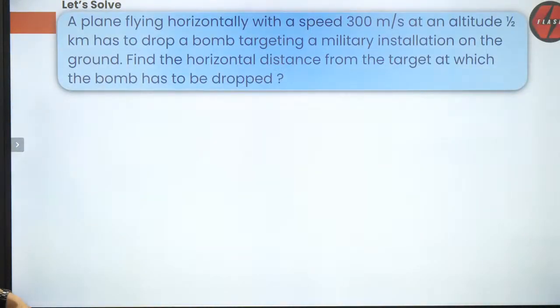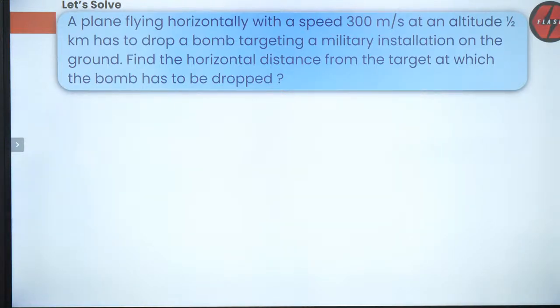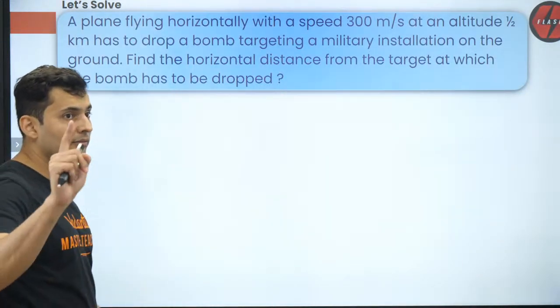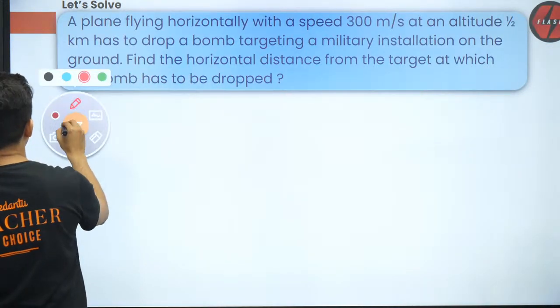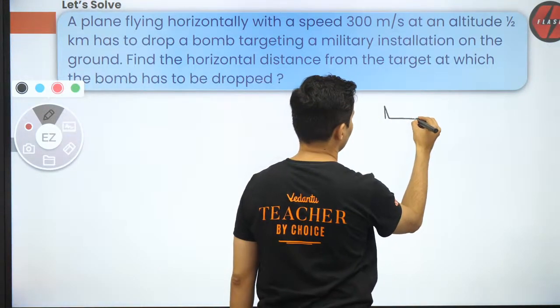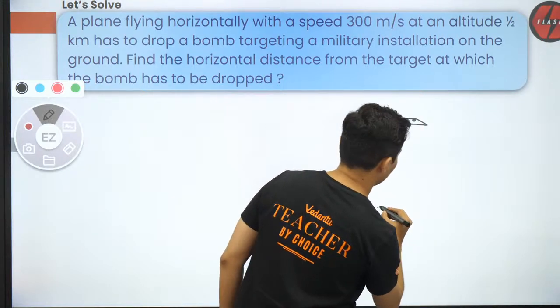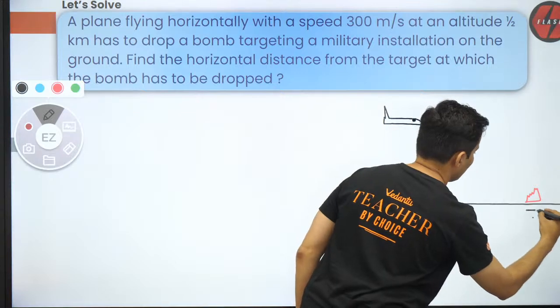A plane flying with a speed of 300 meters per second at an altitude of half a kilometer has to drop a bomb targeting a military installation on the ground. Find the horizontal distance from the target at which the bomb has to be dropped. Okay? Find the horizontal distance. Let me first draw the diagram so that you get a hang of it. So this is our plane, all right? And let's say this is our ground. This is that military installation. This is our target.